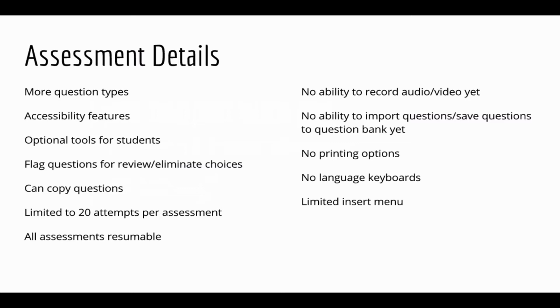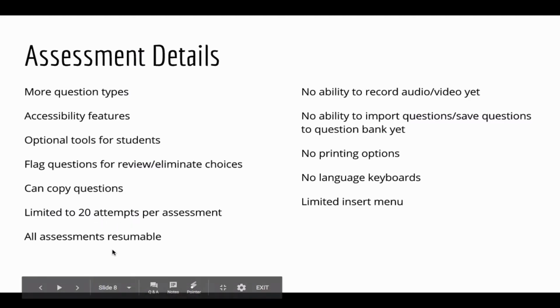So here's some details about assessments that you might be interested in. I already talked about that there are more question types on assessments. There are accessibility features and more optional tools. They'll be able to flag questions for review or eliminate choices. You now have the ability to copy questions when you're creating the assessment. You're now limited to 20 attempts per assessment, whereas in the test quiz tool, it's unlimited. You could set it to unlimited or set it to 1, 2, 3, 4. It was your call. Now they have 20 attempts as the maximum.